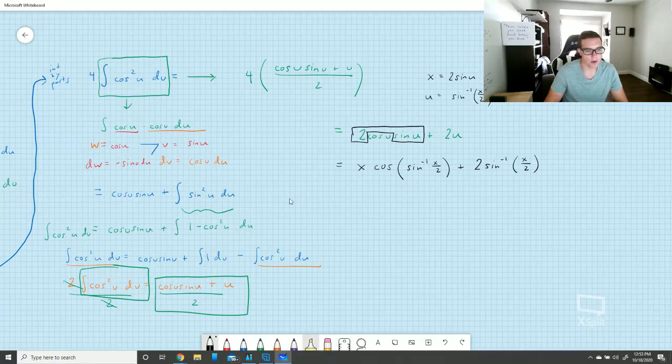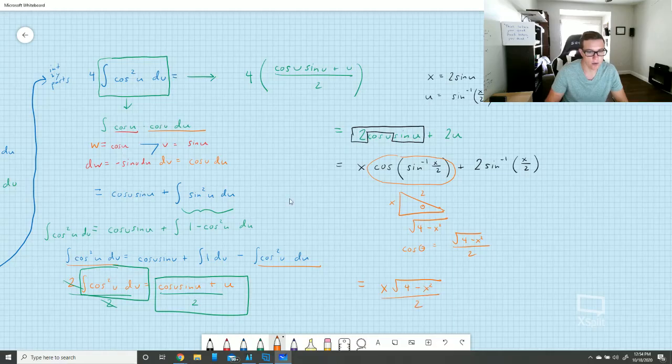All right, now we do the little triangle trick and we're almost there. Triangle trick says if that's theta, sine is opposite over hypotenuse, which means this is the square root of 4 minus x squared. Square the hypotenuse minus the side squared. So the cosine of that is equal to adjacent over hypotenuse. And finally, we can substitute this back in for this whole portion right here. So it's x times the square root of 4 minus x squared over 2 plus 2 arc sine x over 2. Done.